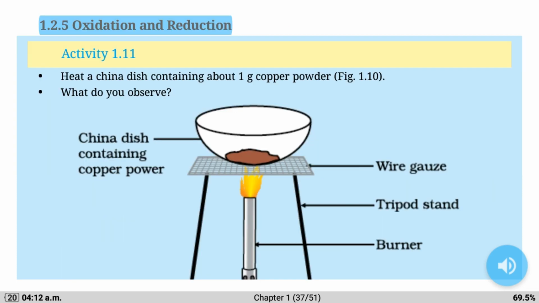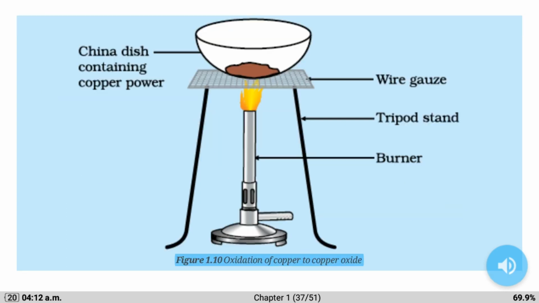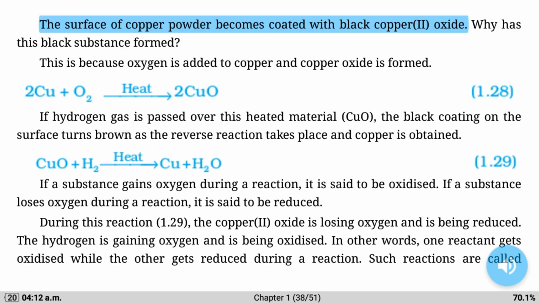1.2.5 Oxidation and Reduction. Activity 1.11. Heat a china dish containing about 1 gram copper powder. Fig. 1.10. What do you observe? Figure 1.10 Oxidation of copper to copper oxide. The surface of copper powder becomes coated with black copper oxide.